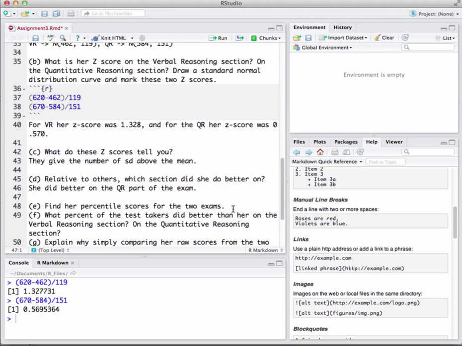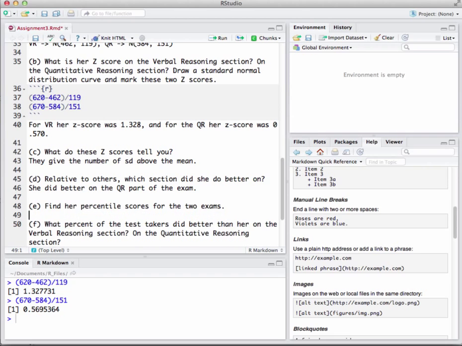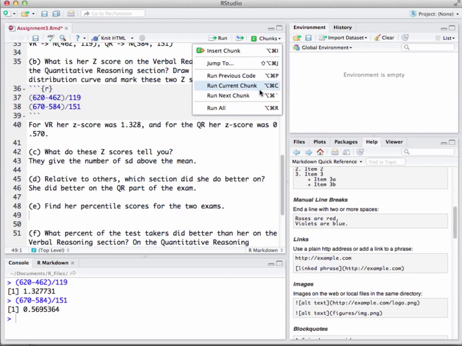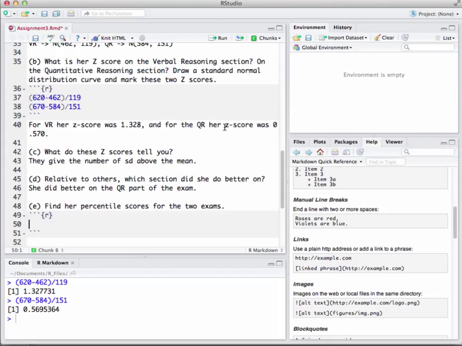So find her percentile scores for the 2 exams, okay? So what do we mean by that? All right, well, this time we're going to insert a chunk because we're going to have to do a p-norm. So I'll go insert a chunk here and get ready to go. So what do we mean by that, okay? Well, I mentioned this on the previous one. It's something to keep in mind that when we talk about percentages, probabilities, proportions, every one of those goes with p-norm, all right?